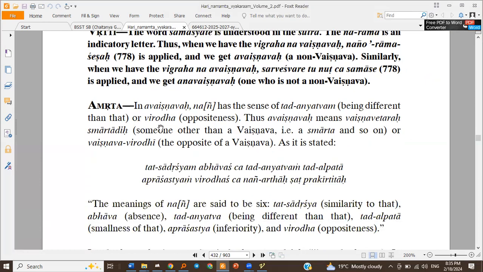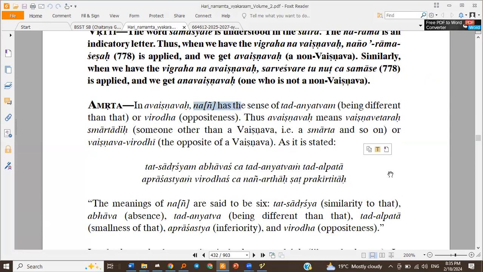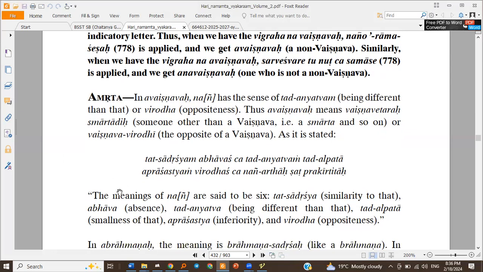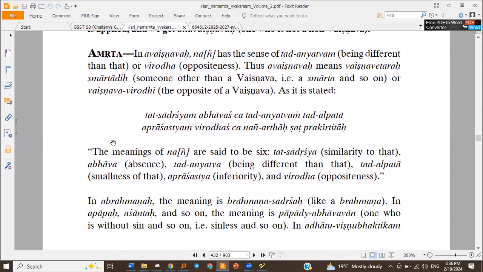In Avaishnavaha, Na has the sense of Tad Anyatvam, being different than that, or Virodha, oppositeness. Thus, Avaishnava means Vaishnavetara, Smartadi, or Vaishnava Virodhi, the opposite of a Vaishnava. As it is stated, Tad Sadrishyam, Abhavascha, Tadanyatvam, Tadalpata, Aprashastyam Virodhascha, Nayartha, Shat Prakirtita.